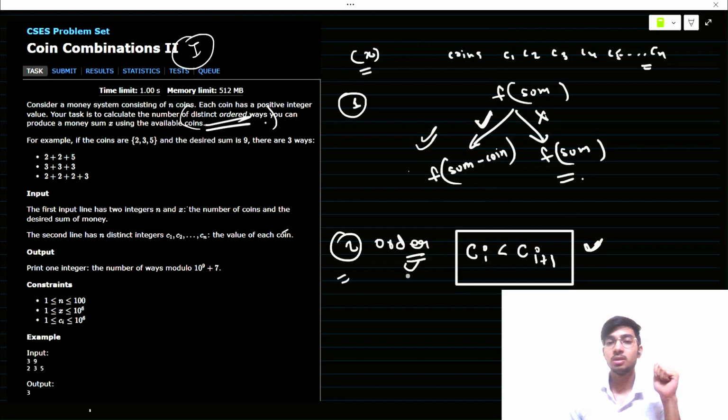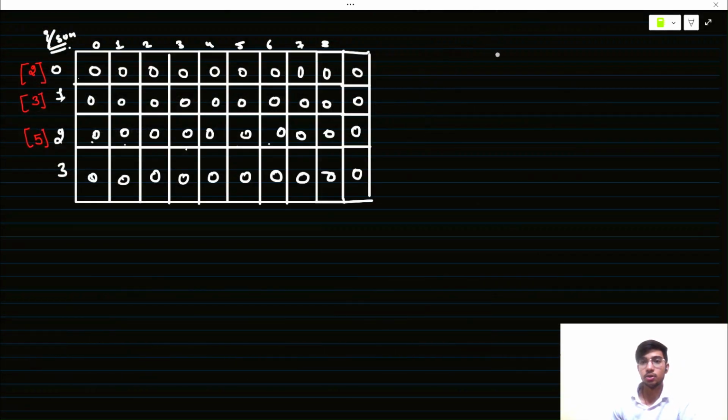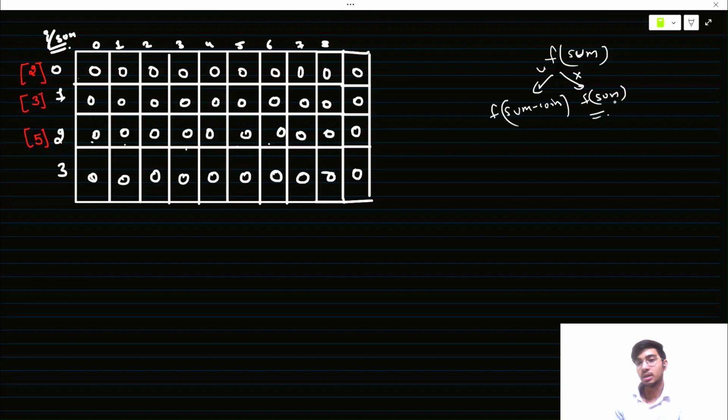By using these two conditions, let's try to fill our DP table. So what are the conditions that we introduced? These two scenarios. First, if we have to construct f of sum, then we can pick or not pick. If we pick, then we have to construct for sum minus the coin that we pick. And if we do not pick, then we have to construct for f of sum. These are the two cases that we are going to consider. And second, we have to maintain that Ci is less than Ci plus 1.